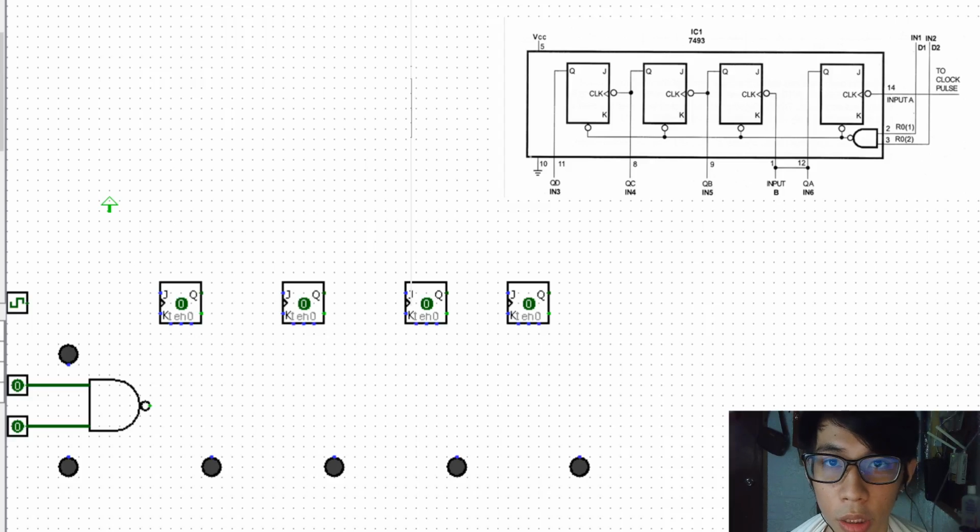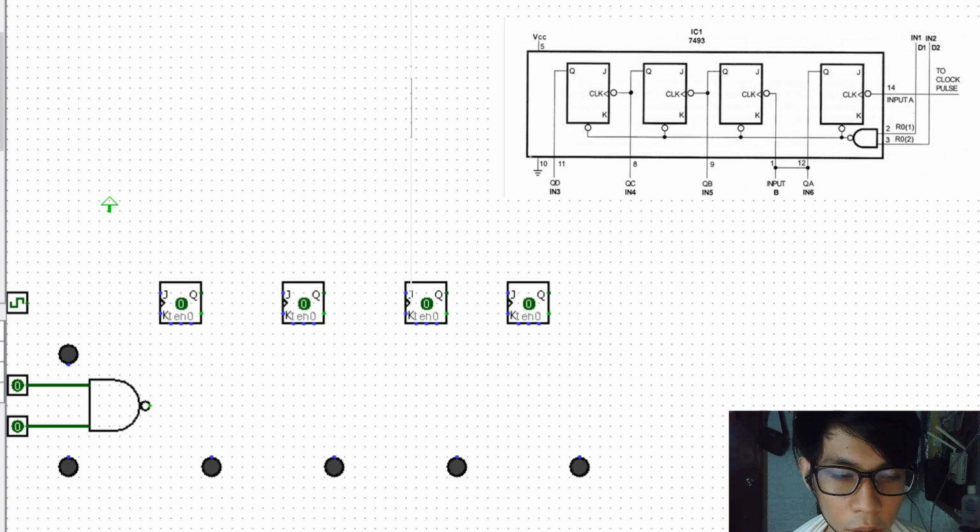For today we will be doing experiment 13, asynchronous counter. For our experiment, we will be using IC 7493, which is a 4 JK flip-flop, an 8-bit counter. So here we already have a 4 JK flip-flop, a NAND gate, 6 LEDs, 1 clock, 1 power supply, and 2 switches.